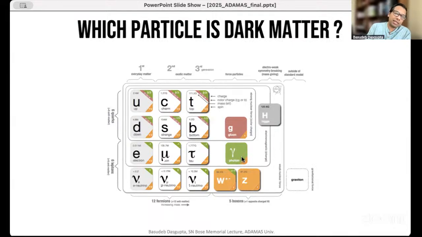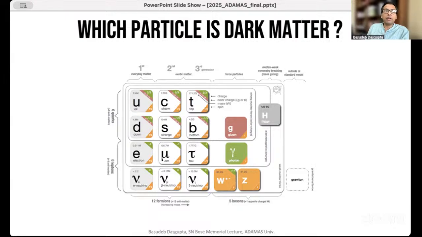Well, the photon is massless, so that cannot be dark matter. Gluons don't exist just like that, so that can't be dark matter. The Higgs boson decays very quickly, so that can't be dark matter. The Z boson also decays, that can't be dark matter. The W boson is charged, that can't be dark matter. So what's left behind is these neutrinos. They are neutral, and they don't interact with light. They have a mass, so maybe neutrinos could be dark matter. So that's a good guess actually.